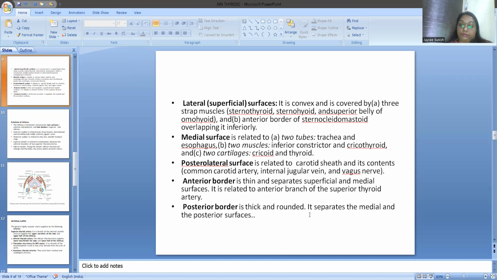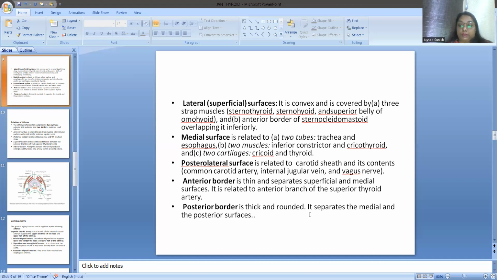Now, the medial surface is related to two tubes, the trachea and esophagus, two muscles, the inferior constrictor and cricothyroid, and two cartilages, the cricoid and thyroid cartilage. The posterolateral surface is related to the carotid sheath and its contents. So what are the contents of the carotid sheath? They are the common carotid artery, internal jugular vein, and vagus nerve. The anterior border of the thyroid gland is thin and separates the superficial and medial surfaces, and it is related to the anterior branch of the superior thyroid artery.